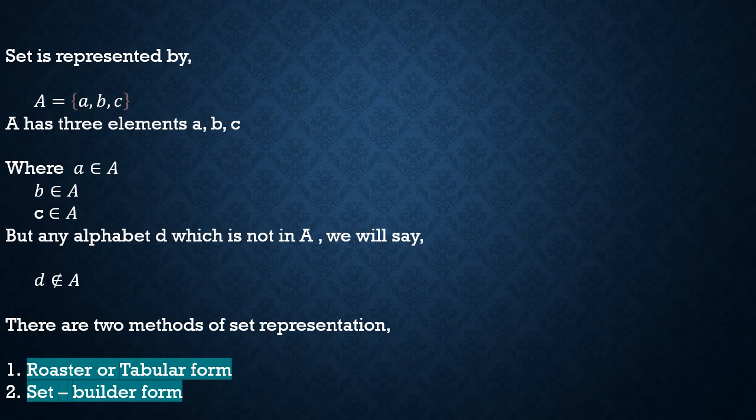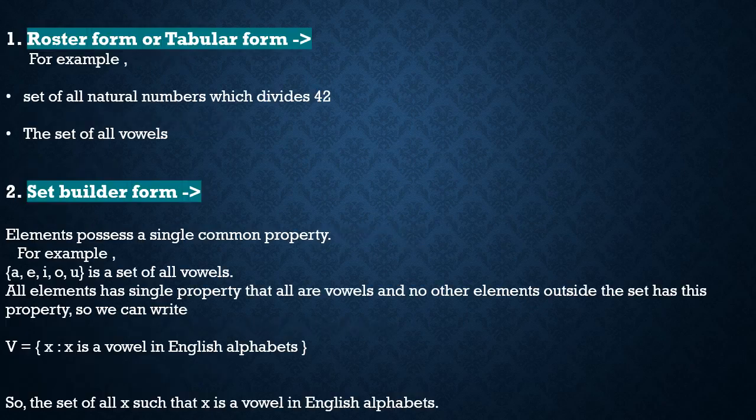Now there are two types of representations for a set. These are roster or tabular form and set builder form. The first form is roster form or tabular form. Let us understand this with an example. The first example is the set of all natural numbers which divide 42. 42 can be divided by 1, 2, 3, 6, 7, 14, 21 and 42. So we can write it in curly brackets with the elements inside and the curly bracket closed.